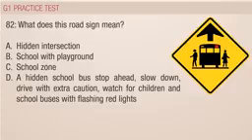Question 82. What does this road sign mean? A. Hidden intersection. B. School with playground. C. School zone. D. A hidden school bus stop ahead. Slow down. Drive with extra caution. Watch for children and school buses with flashing red lights.